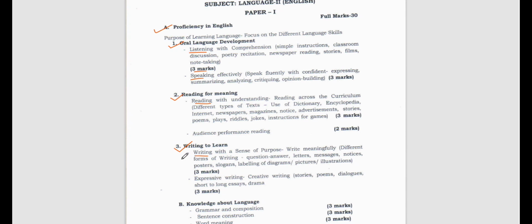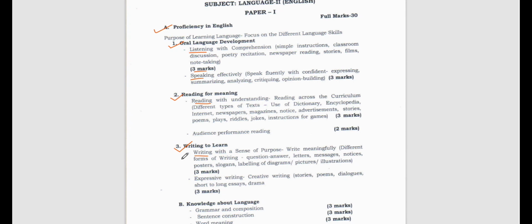Whenever we are writing something, be it a story, a poem, a song, a lyric, a letter, a message, a notice, whatever we are writing, we have a sense of purpose. We want to say something, we want to convey something, right? So write meaningfully. Different forms of writing: question answer writing, letter writing, messages, notices, posters, slogans, labeling of diagrams, pictures, illustrations, etc.